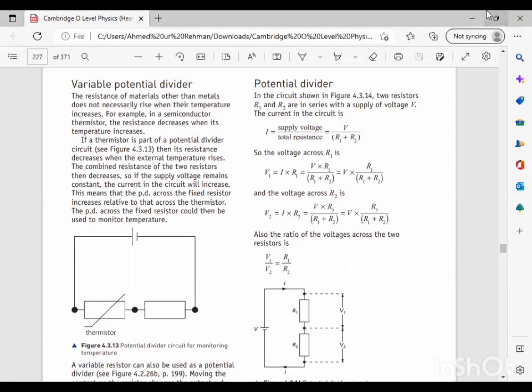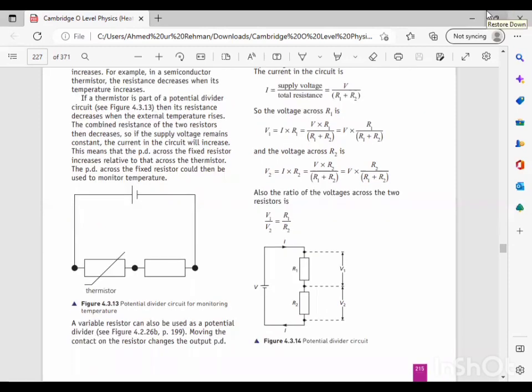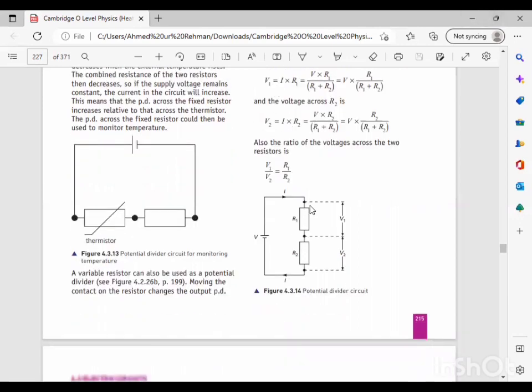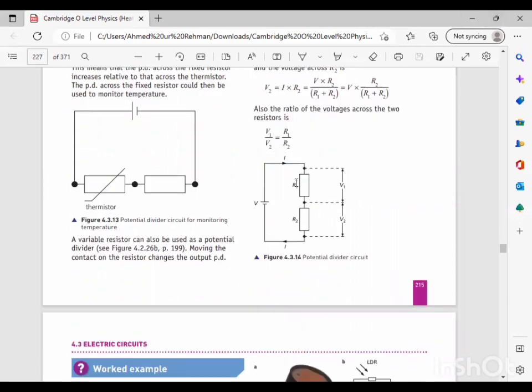Another thing is that it can also be used as a potential divider. In the beginning of the class, I told you that a potential divider is basically a line of resistors connected in series, something like this one, right? This is a potential divider because it's a line of resistors connected in series. And another thing that we know is that a potential divider is used to provide a fraction of the voltage of the source to another part of the circuit, right?